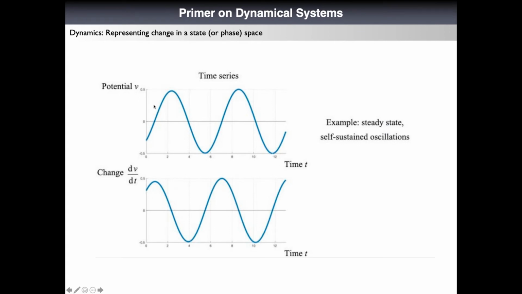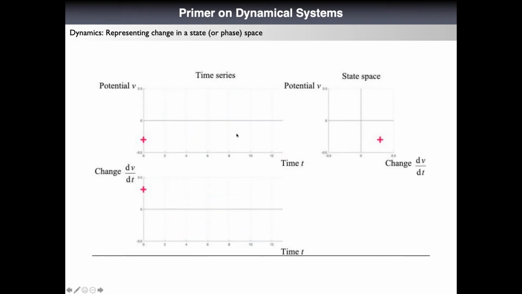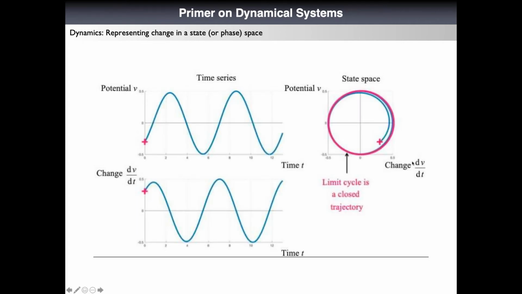In another case, we can have an oscillation, for instance, a steady state or self-sustained oscillation. Similarly, in this case, we have a similar representation in the state space, again having a state variable and its rate of change. And such a steady state oscillation is represented by a so-called limit cycle, which is a closed trajectory. Wherever we start from, we will eventually end up on this circular dynamical structure.